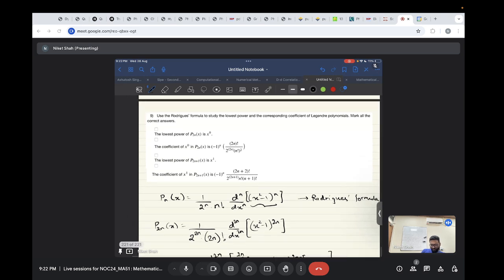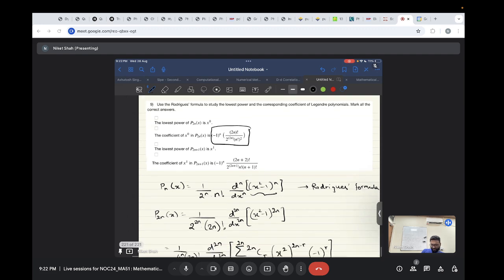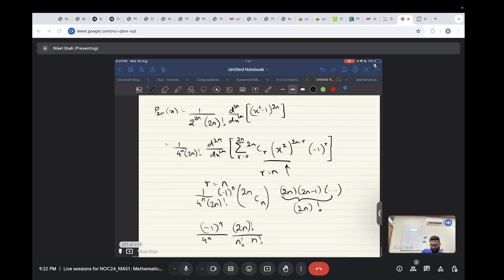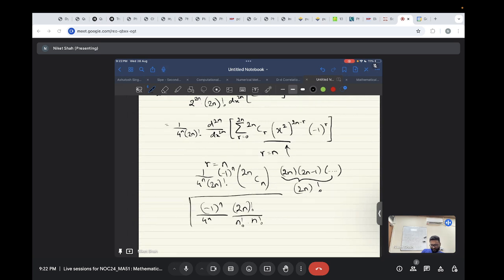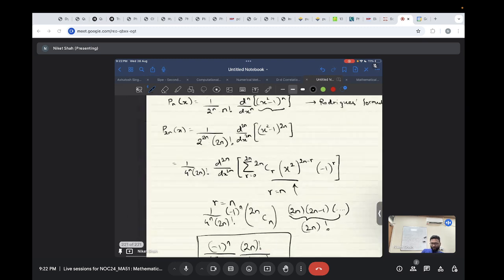Okay, so this is exactly the answer that I am getting: minus 1 raised to power n, 2n factorial upon 2 raised to power 2n, which is 4 raised to power n, into n factorial square. Exactly. So this is what we end up getting when I substitute r equal to n. So that's what you're supposed to do.